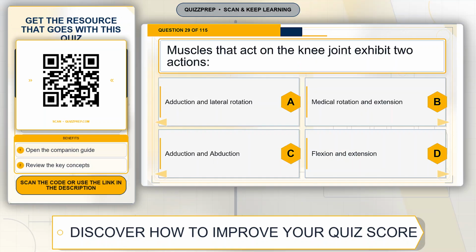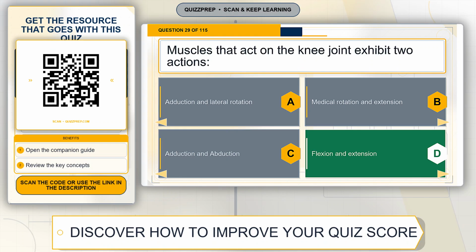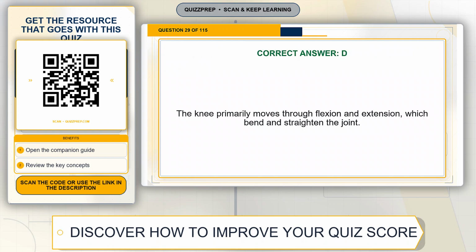Question 29. Muscles that act on the knee joint exhibit two actions. Option A, adduction and lateral rotation. Option B, medial rotation and extension. Option C, adduction and abduction. Option D, flexion and extension. The correct answer is option D, flexion and extension. Explanation. The knee primarily moves through flexion and extension, which bend and straighten the joint.